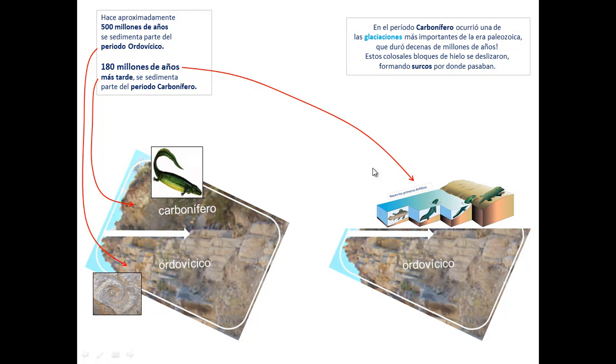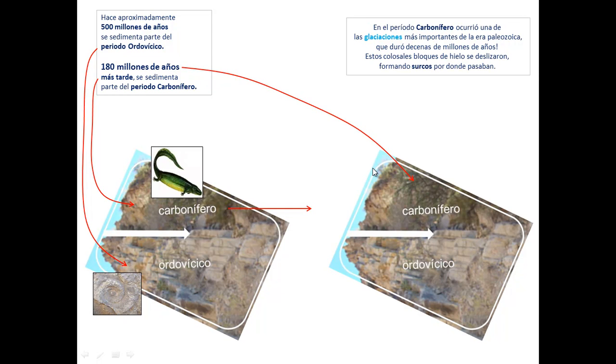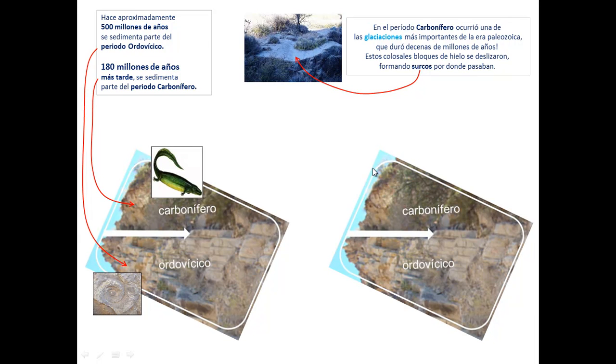Well, the reason is that in the Carboniferous period occurred one of the biggest glaciations of the Paleozoic era, and the traces of this huge block of ice sliding took off all of these 100 million years of sedimentation. So over this already removed part, the Carboniferous period was sedimented. The interesting thing here is that the traces of the glacier were also fossilized. So this is the fossilization of the glacier that took off 100 million years of sedimentation.